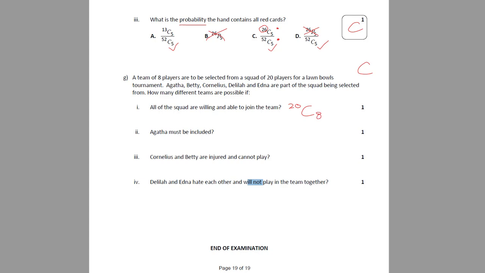If Agatha, who is one of the squad, must be included, that means I've already put her on the committee or the team, so I only need 7 more people, and I've got 19 people left to choose from. I can't choose her again, so it's a 19C7. If Cornelius and Betty are injured and cannot play, I still need an 8-person team, but there's 2 less people to pick from. Note that question 3 doesn't roll on from question 2. These are standalone questions, so Agatha's back in the mix. But if Cornelius and Betty are out of the mix, there's only 18 people left, but I still need to pick 8 of them.